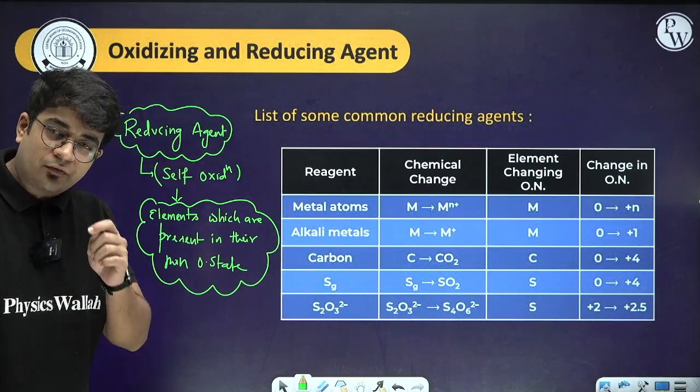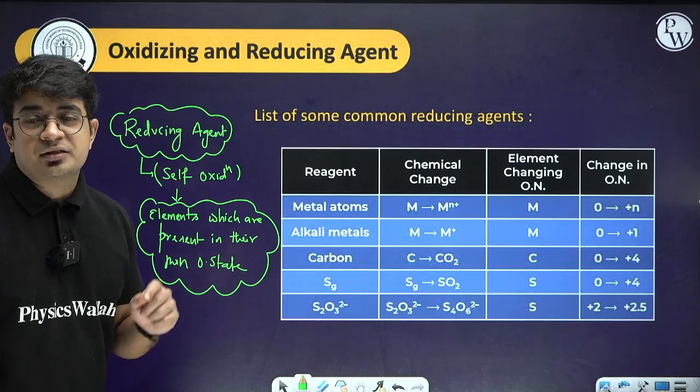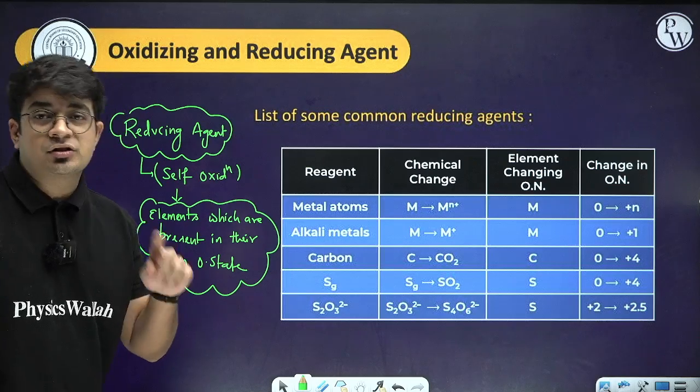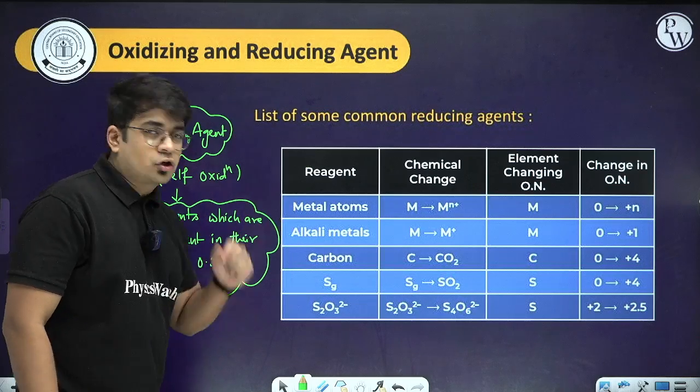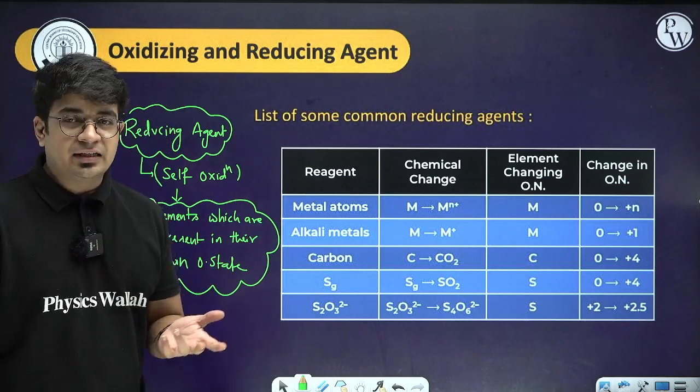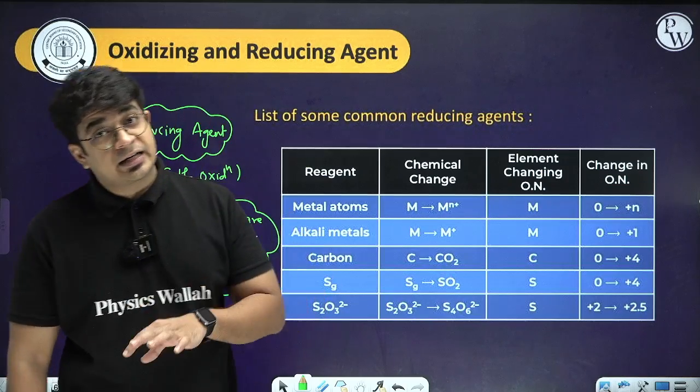So the trick is you have to find out which particular species is present in its minimum oxidation number. Okay. If I talk about metals, metals generally have this tendency, because a metal cannot contain a negative charge.